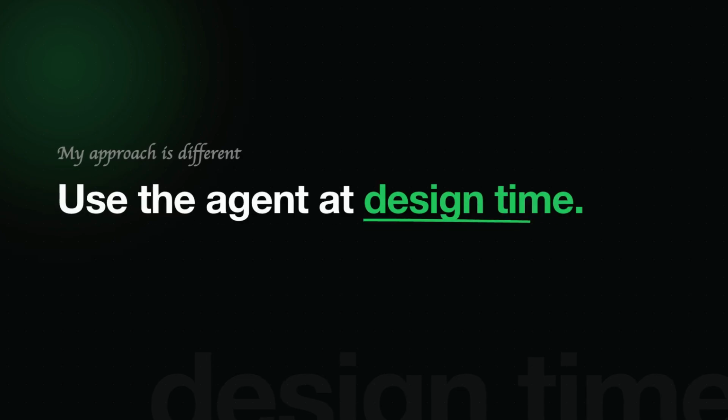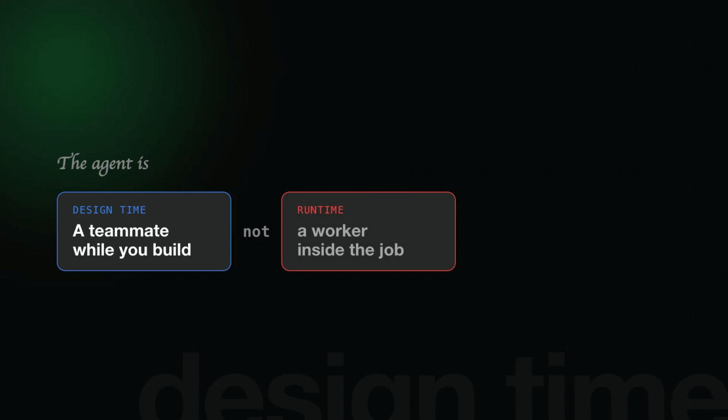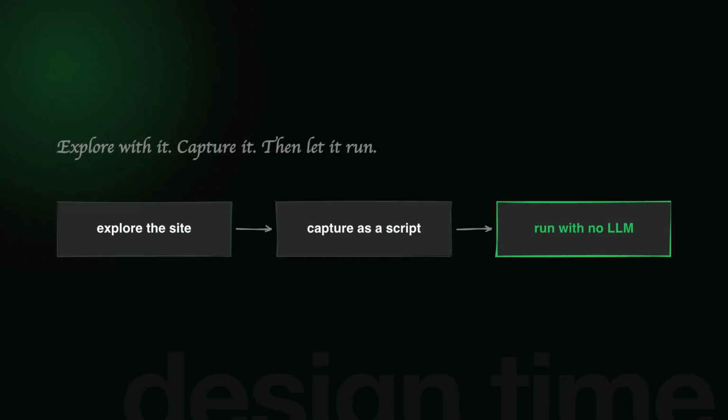My approach is different. Use AI while building the automation. Run the scheduled job as normal code. Bring AI back only when something breaks. The agent is a teammate while you build, not a worker at runtime. You explore the site with it, talk through what needs to happen, and have it write the steps down as a real script. Then the script runs on its own.